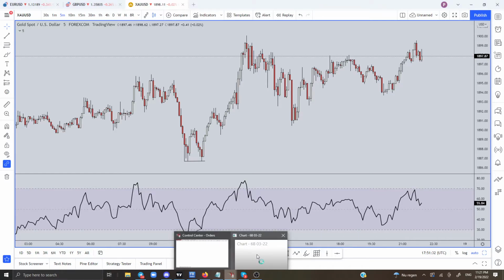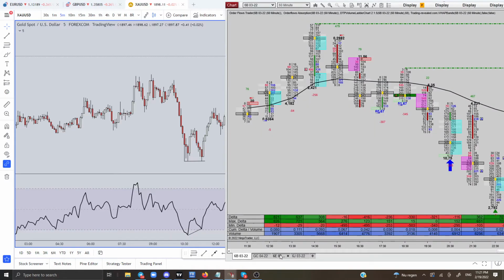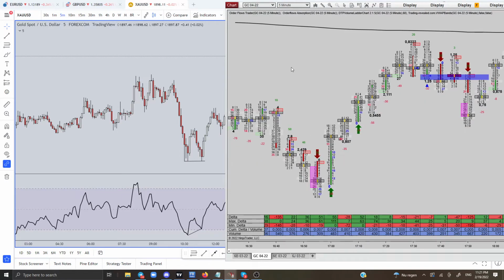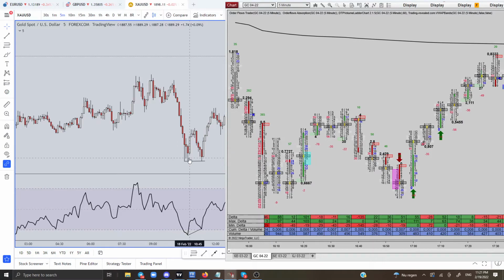So there is an order flow chart also for gold. This is GC, and we are right there actually. This is the first leg, and this is the second leg of divergence. That's the divergence. Notice here these buyers are jumping, buyers are joining in this candle, which you cannot see without order flow. But the beautiful part is here.